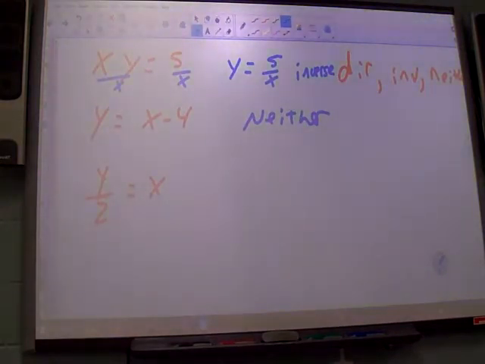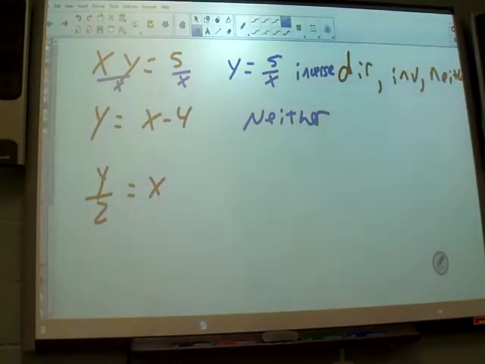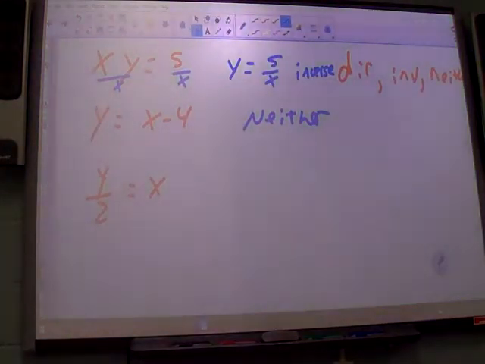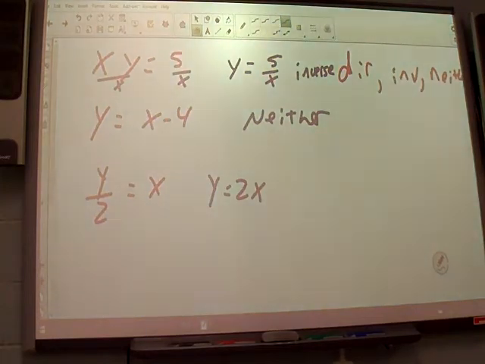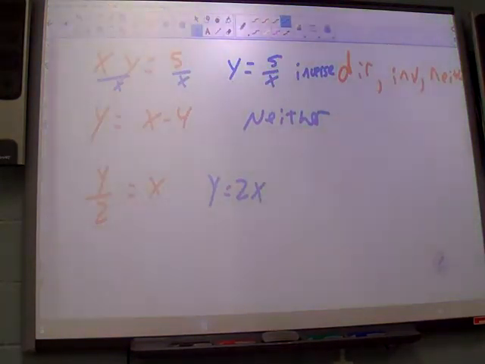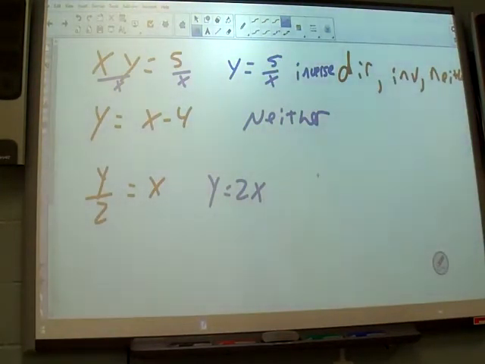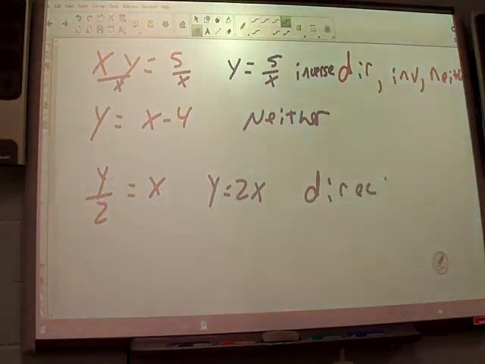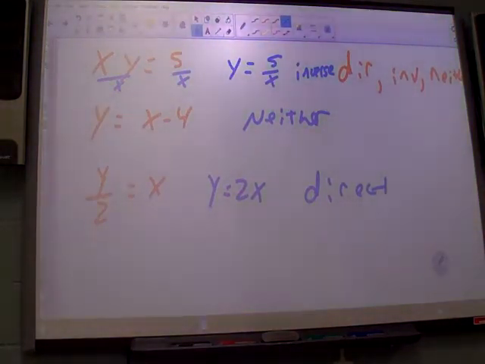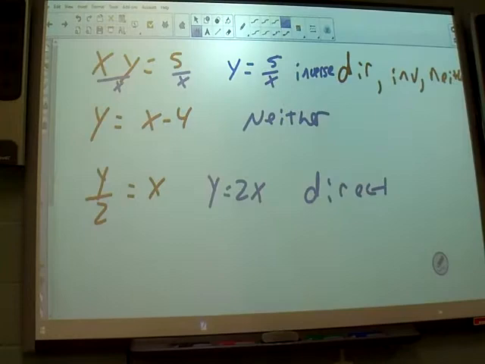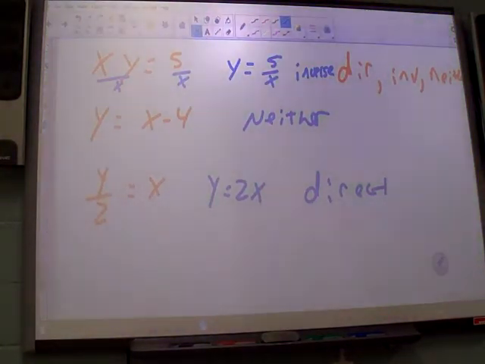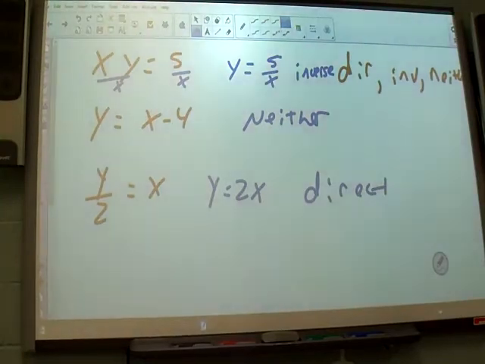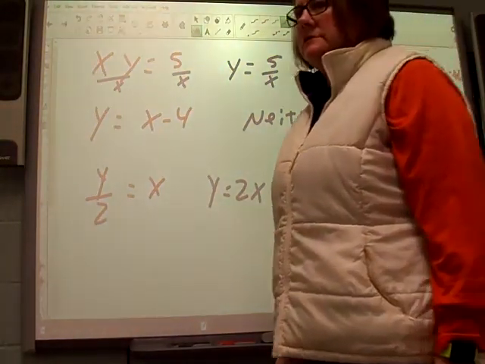Okay, what do I need to do on the last one to get the y by itself? Well, it's being divided by 2, so we're going to multiply by 2. So that'll give us y equals 2x. So now I would say I got y is equal to some number times x. So it would be a direct. Very good. Easy. So key in that, solve for y. Then after you solve for y, if you got multiplication, it's direct. If you got division, it's inverse. If you got neither, it's neither.